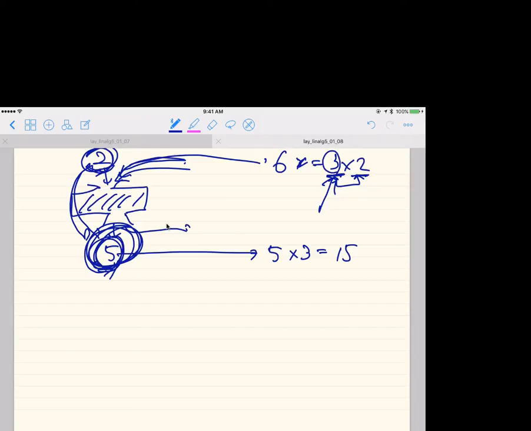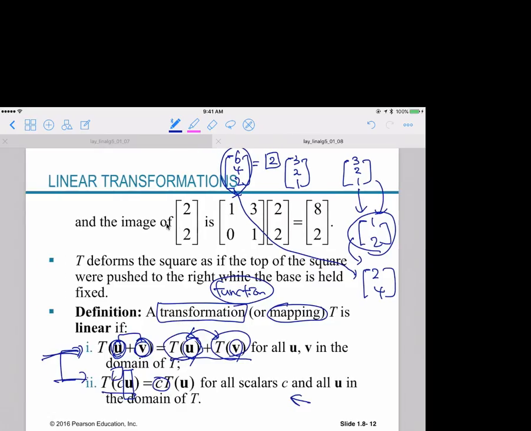So when freely changing this value or these input values, if the two conditions shown here are always true, then that's when our transformation is linear. Okay, it's quite simple, right?